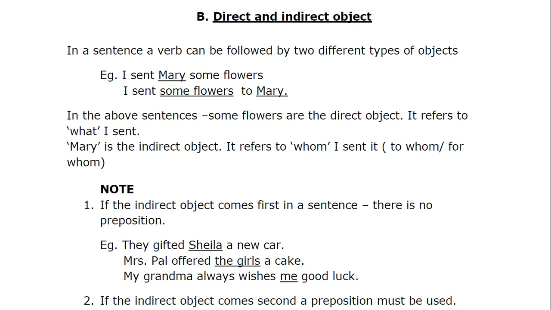In the above sentences, some flowers are the direct object. It refers to what I sent. So sent is the action. So what was sent? Okay. Mary is the indirect object. It refers to whom I sent. Here you can answer the question to whom or for whom. Not necessarily only to whom. Maybe you did something for whom. I danced for the teacher. Okay. So not necessarily only to whom, as long as whom is there. Clear? So whom indirect, what direct.